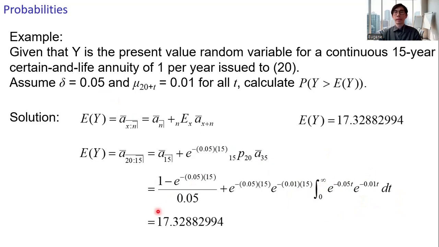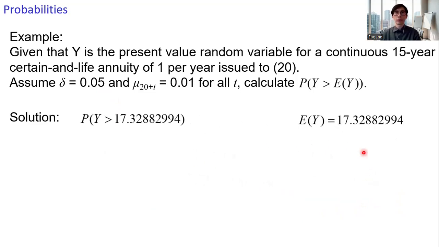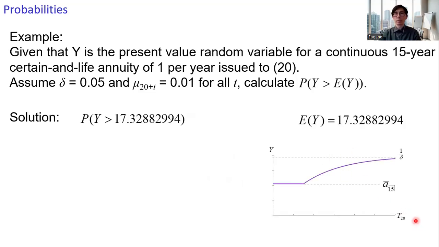And we want to calculate the probability that Y is greater than 17.3288. Let's take a look at the graph, Y versus T20. The maximum value for Y is 1 over delta. The minimum is ā angle 15. All right, we want to get the probability that Y is greater than 17.3288.